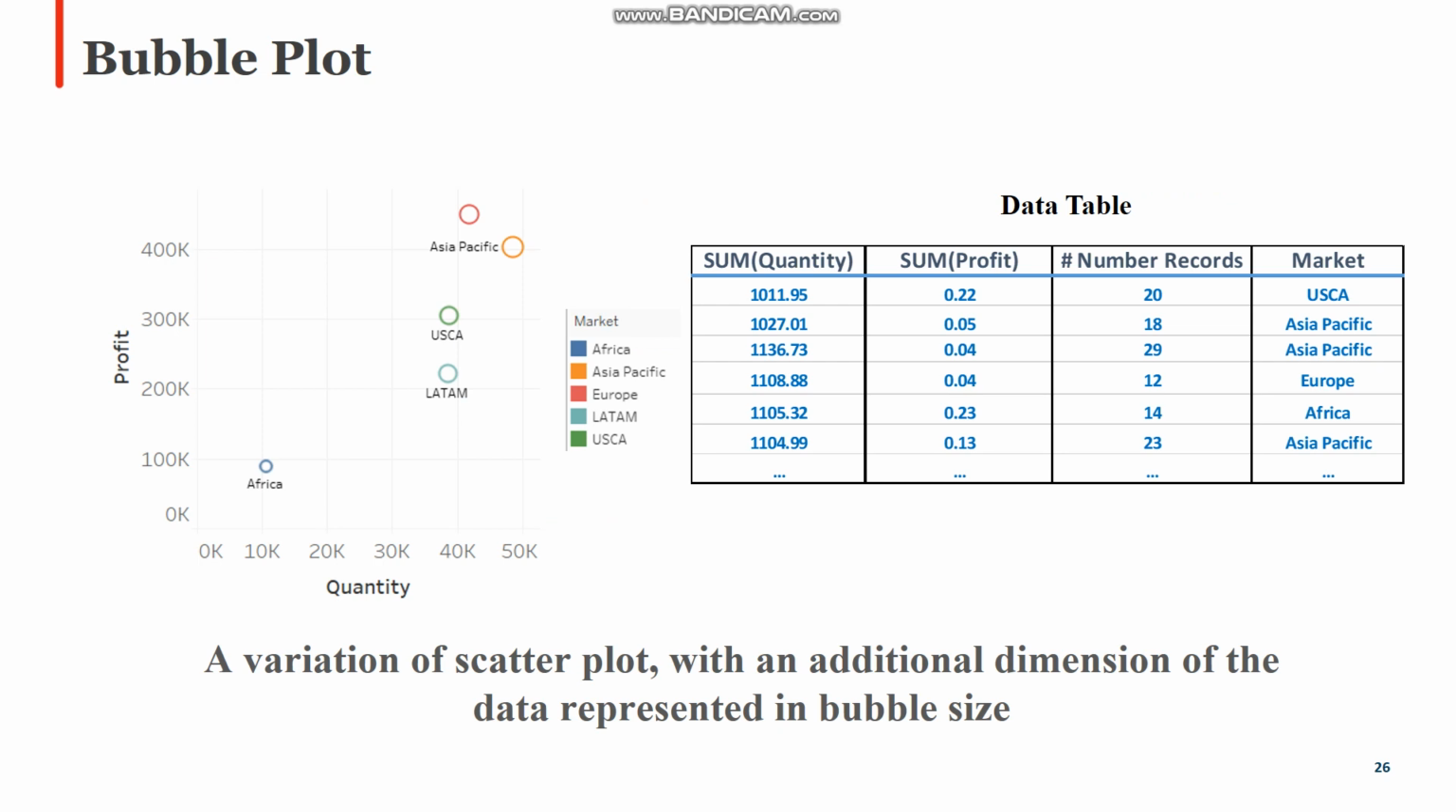The aggregate quantity is in the X position. The aggregate profit is in the Y position. Number of transaction records is the circle size. And market is indicated by both color and the label text.